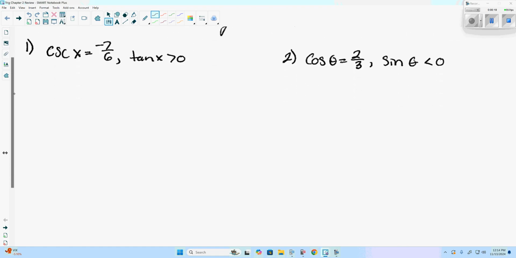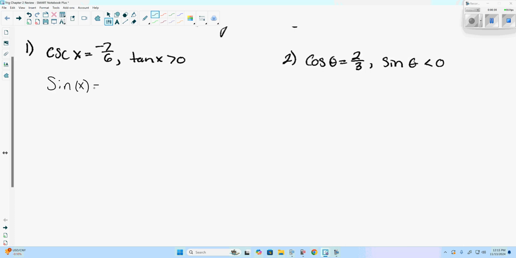1. Cosecant of x equals -7/6. Tangent is greater than 0. So since cosecant of x is -7/6, well, cosecant is just 1 over sine. So that's telling us sine of x is equal to -6/7, because it's just 1 over that. Now we can find cosine next. Now there's different ways to find it.